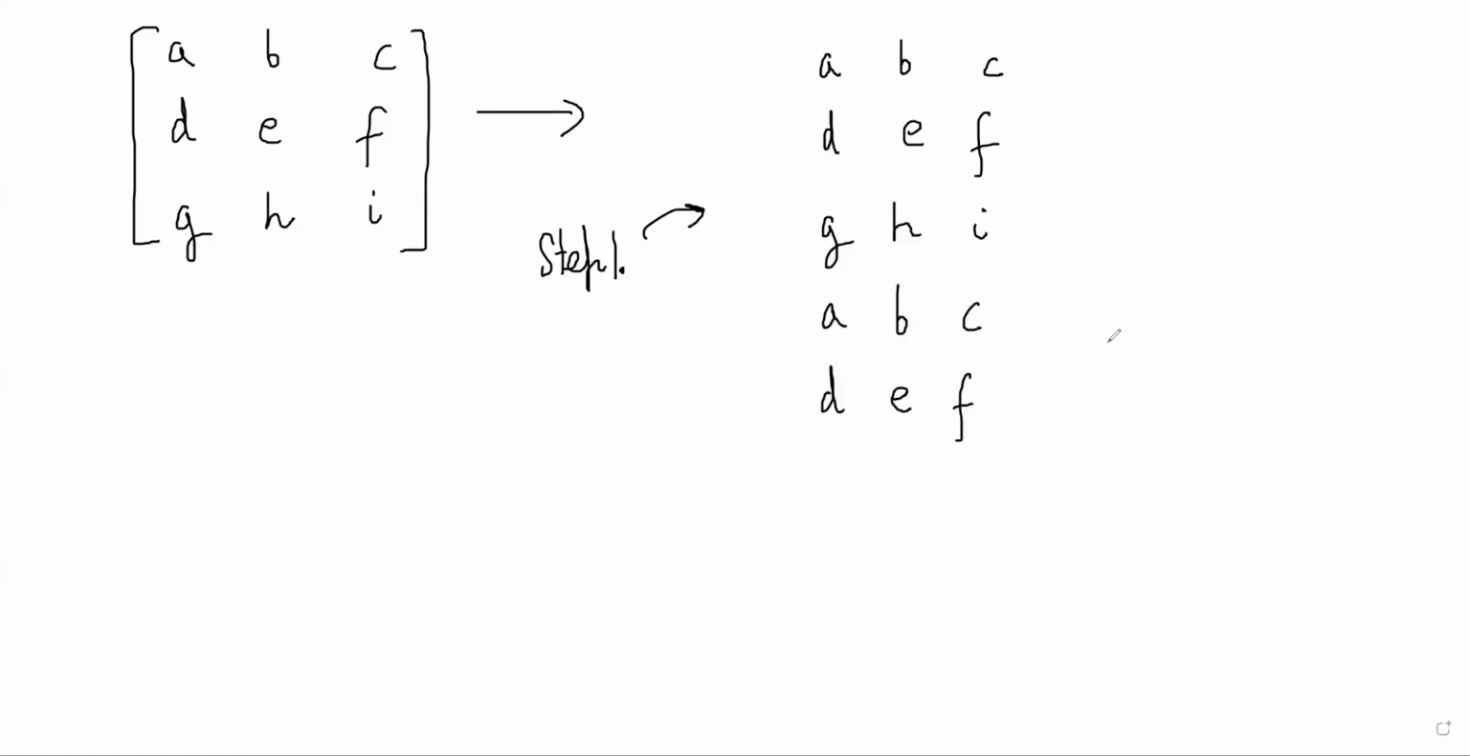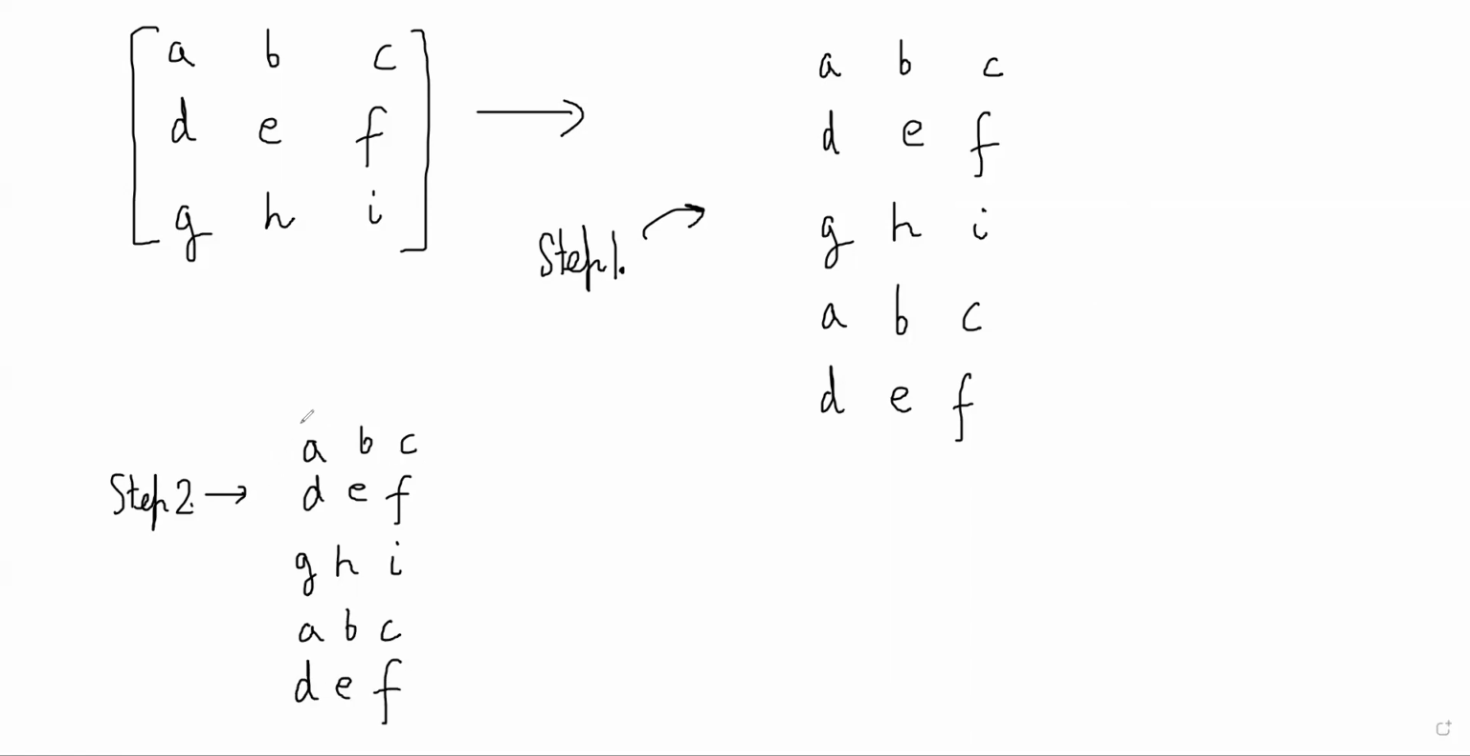Do you understand what is step one? Step two is, take this A, B, C, D, E, F, G, H, I, A, B, C, D, E, F. And the first two columns you will copy down here. So it will be A, D, G, A, D, and B, E, H, B, E. So you're adding the first two columns. This is step two.